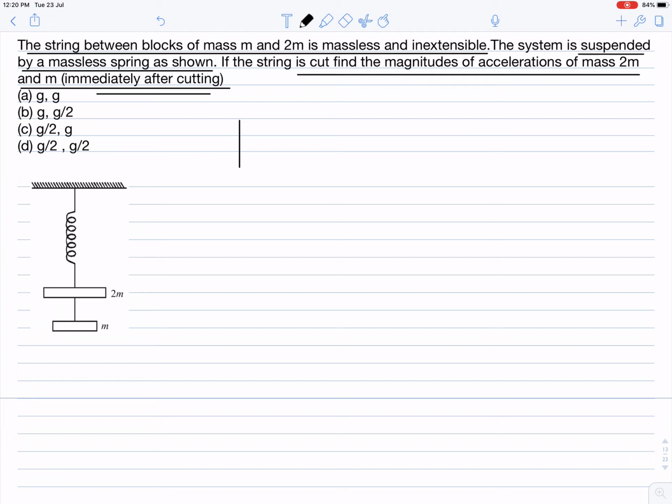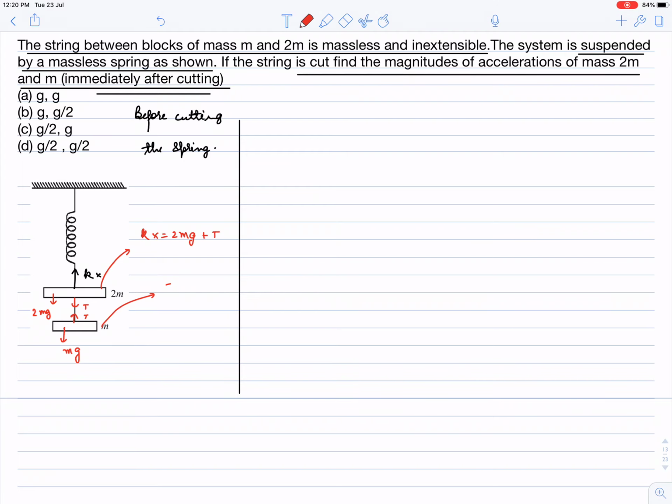I'll explain this problem. Let's first analyze the situation before cutting the string. The spring is extended, and an extended spring pulls up with kx. Below it there is a string which pulls both its ends with T and T. Along with that, gravity acts on the first block as well as on the second block. From the FBD of the first block, we have kx equal to 2mg plus T.